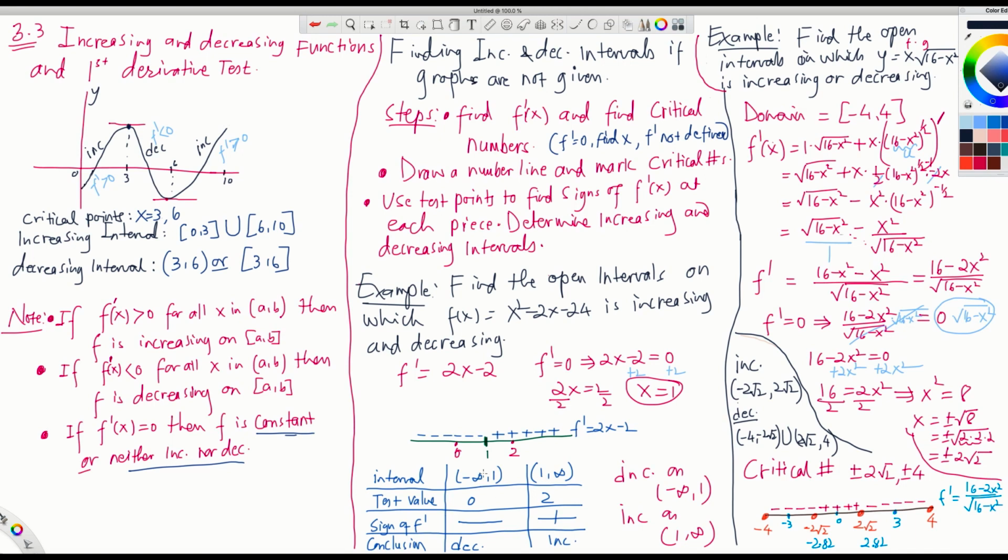So you can make a table like this, or you can just work on the horizontal line and find the sign. You can see where it is increasing and decreasing depending on the sign. If the sign of f prime is positive, then it is increasing. If the sign of f prime is negative, then it is decreasing. Okay, so we will see a couple more examples.